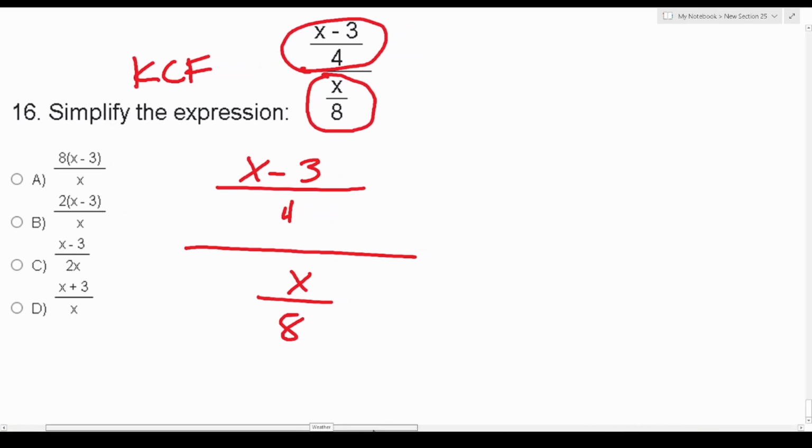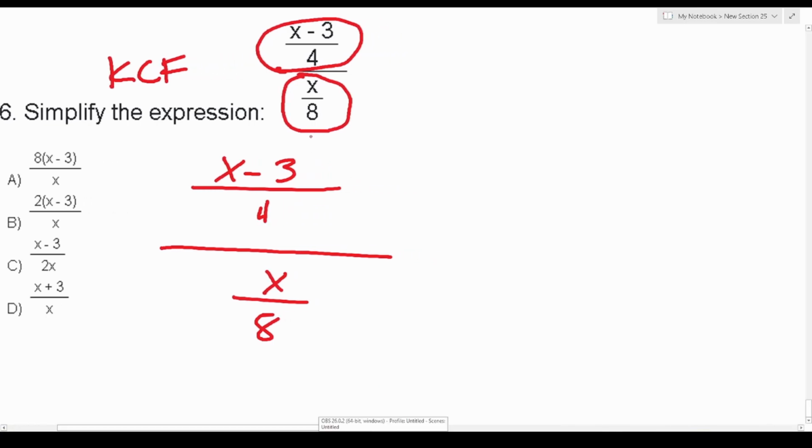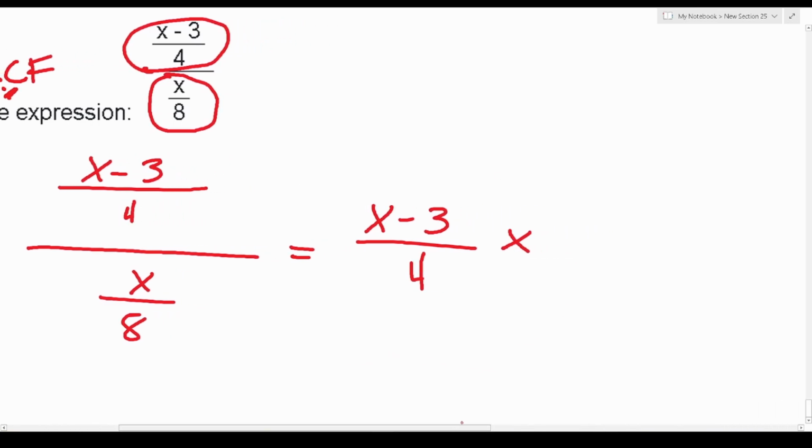Okay? It's no different here. These are just what I like to call algebraic fractions. So we're going to keep this top algebraic fraction the same. So this becomes x minus 3 over 4. And then, again, that's our keep. Then we're going to change this sign from division to multiplication. That's our change. And then we're going to flip this second fraction. So instead of being x over 8, it's going to be 8 over x.